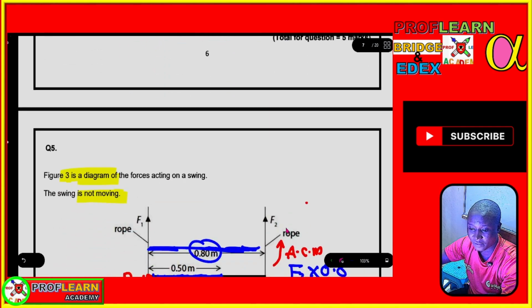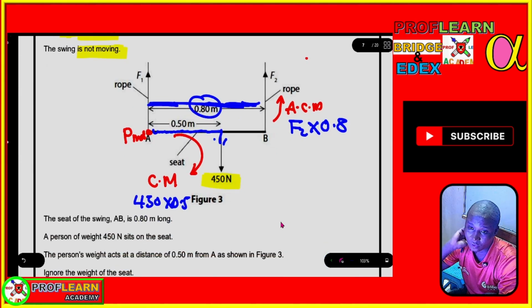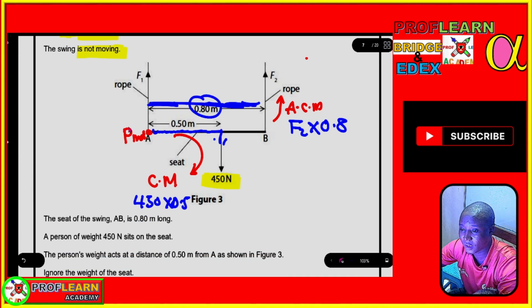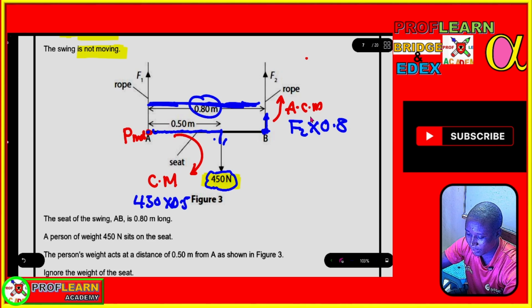When it also comes to moments, there's another question here. We are supposed to take moments about point A. This weight is pulling down, so it's creating a clockwise moment. But this force at B is pulling up, creating an anti-clockwise moment. If you are using F2, we say F2 times 0.8, because the distance we are talking about is the distance from where the force is acting to where the pivot is. Our pivot is at this point.